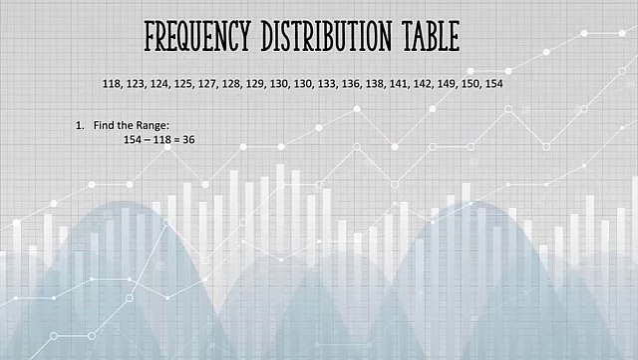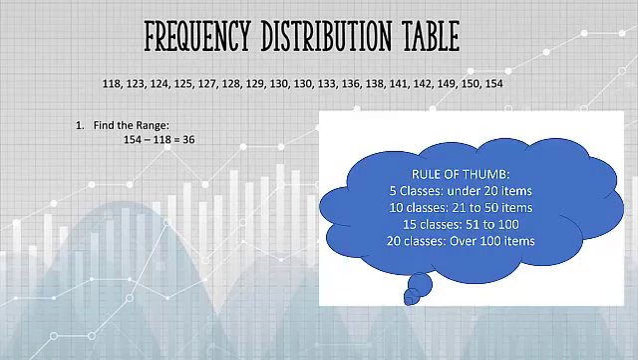We're not given a number of classes, so we have to use a rule of thumb. In general, you want 5 to 20 classes in a frequency distribution table. You want to aim for having a minimum of one item in each class. If you have fewer than 20 numbers, choose 5 classes. And if you have 100 or more items in your set, then choose 20 classes. This is a rule of thumb, it's not set in stone, but it should work pretty well for most datasets.